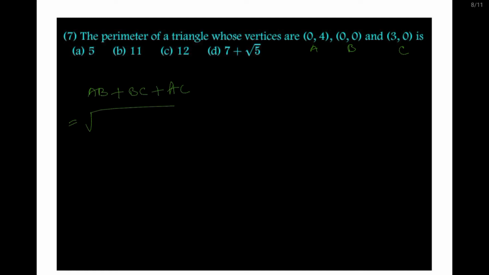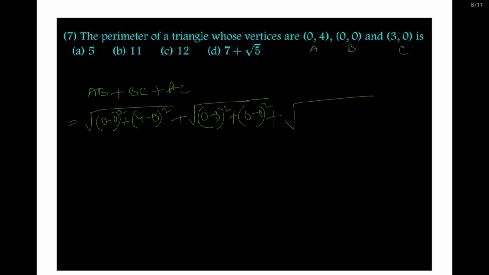So AB distance will be the square root of (0 minus 0) whole square plus (4 minus 0) whole square, plus, for BC we'll get (0 minus 3) whole square plus (0 minus 0) whole square, and we'll add that to the distance between A and C. So AC will be (0 minus 3) whole square plus (4 minus 0) whole square. So let's add them all.